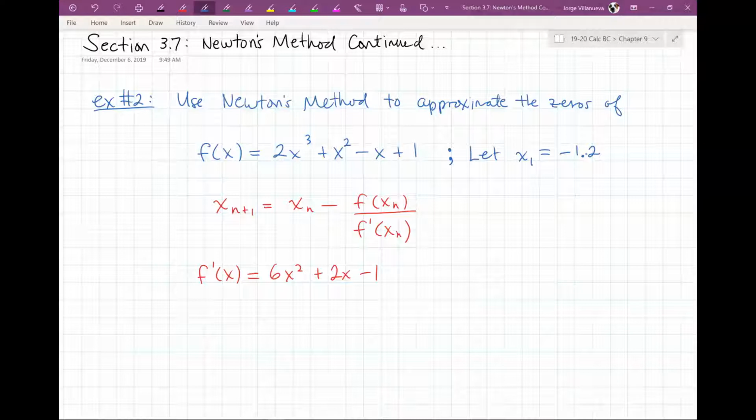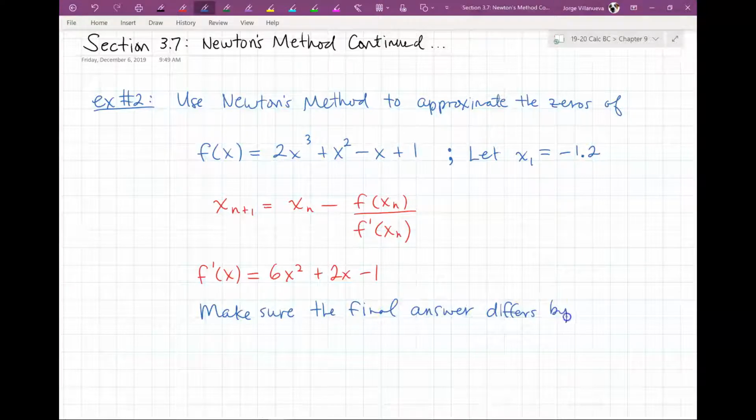Now, I'm going to write in blue again, just to continue instructions. I'm going to put, make sure the final answer differs by 0.0001. So that's pretty accurate. So in other words, you're going to keep doing iterations again and again and again until you're within that error.